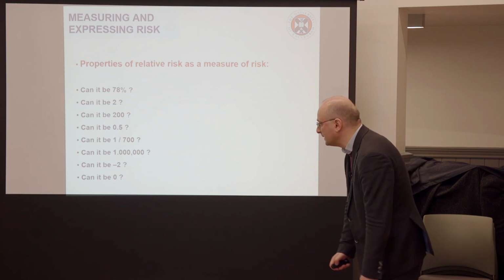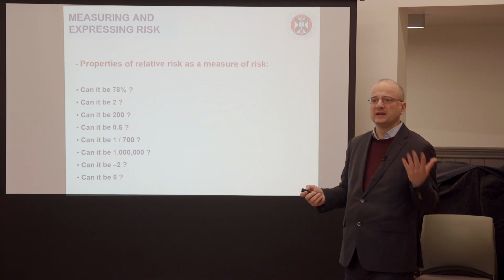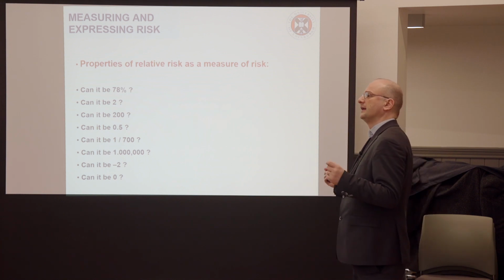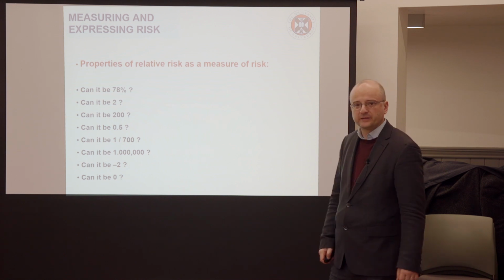Can it be 1 million? Can a relative risk be so big that someone is 1 million times more likely than someone else to get some disease over some period of time?